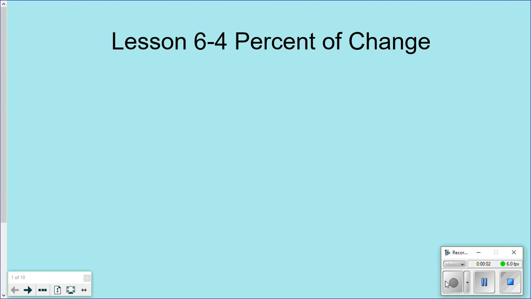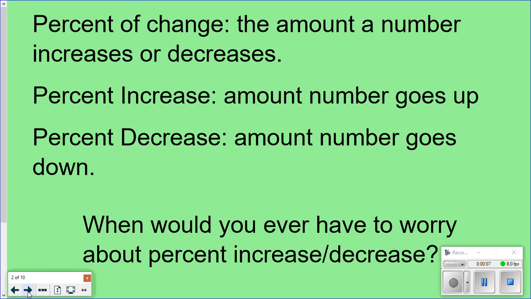Today's lesson is percent of change. There are a few vocabulary words that you need to have for sure today, and I'm going to show you what you need to have. You for sure need to know this. Percent of change is how much a number increases or decreases.